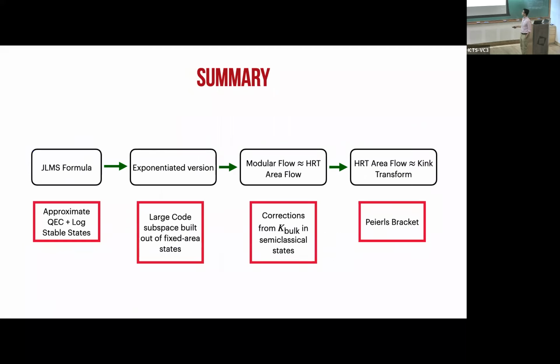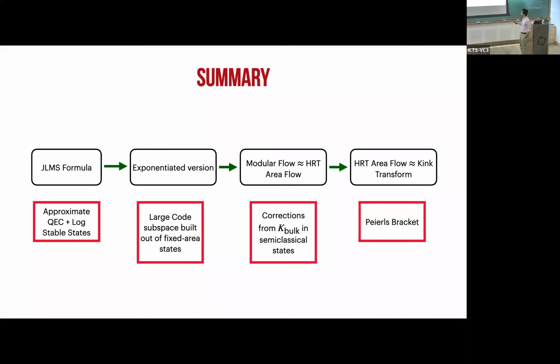So let me just summarize. What I tried to do is go from the JLMS formula to prove that the modular flow is given by a kink transform. On the way, we saw that there are corrections to the JLMS formula when we consider approximate error correcting codes, and we had to restrict to what we call log stable states, which was this nice class of states. Then we considered this exponentiated version of the JLMS formula, which used a large code subspace of many different background geometries that was built out of these fixed area states.